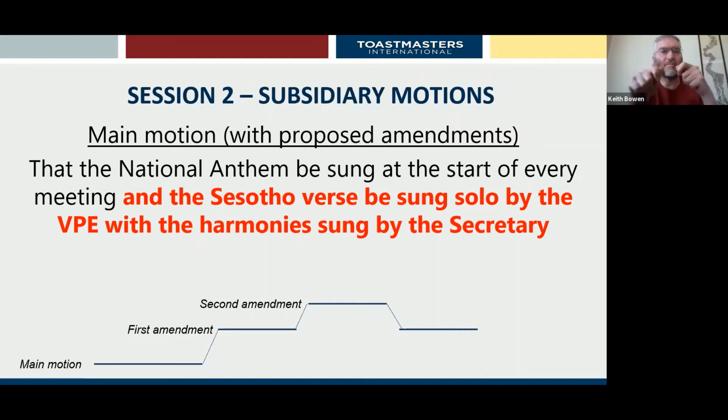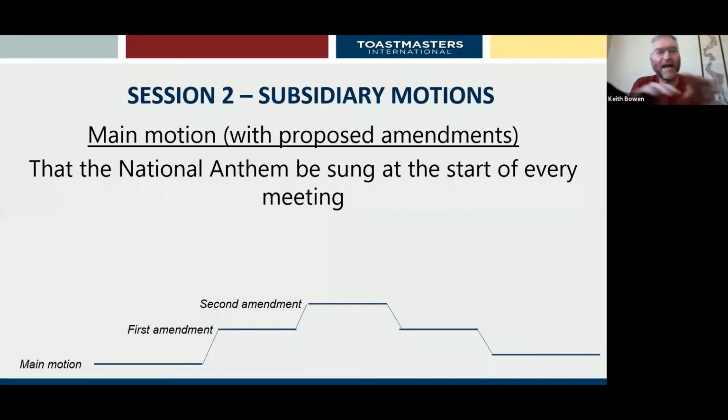And then you have the debate still on that amendment, and then there's a vote. And let's say the vote, if we go to the next one, is that we don't like the amendment at all. So even though we've been through all these amendments and we've improved the amendment, we don't like it and it's voted down, the original motion comes back unamended, that the national anthem be sung at the start of every meeting.